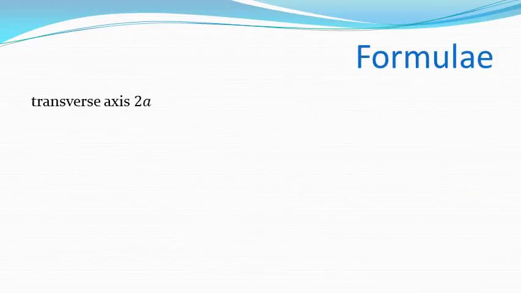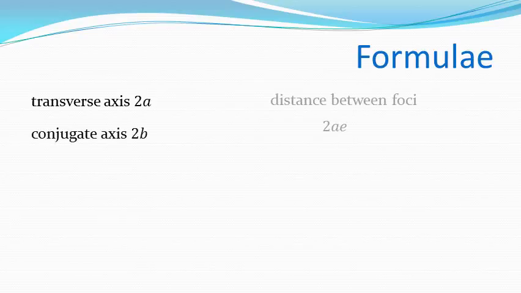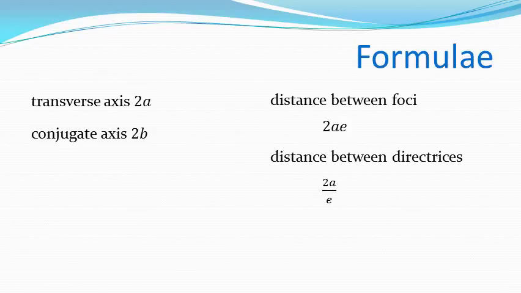Now there are other formulae. So the transverse axis is given by the length 2a, the conjugate axis is the length 2b, and the distance between the foci is 2ae. The distance between the two directrices is 2a by e, and the latus rectum is 2b squared by a. So we can see that a lot of formulae are very similar to what we have seen in the ellipse.